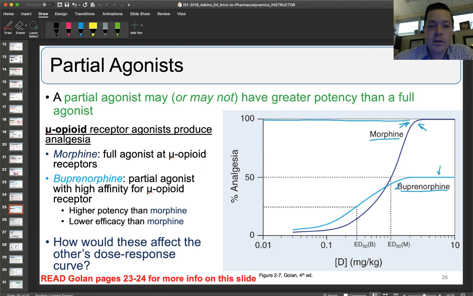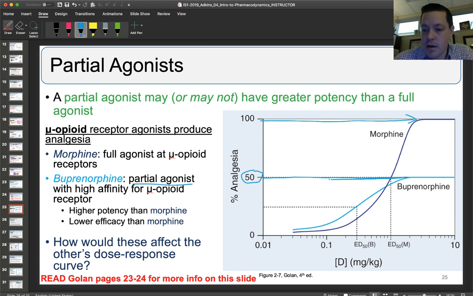So what I want you to take a look at here, I've already left some lines up and everything. Here we go. But essentially, in this situation, buprenorphine is our partial agonist. Why is it our partial agonist? Because it is not able to achieve the maximal effect that the other drug is, which is morphine. Morphine's maximal effect is right up here at 100. Buprenorphine is just about half of that, so therefore buprenorphine is our partial agonist.